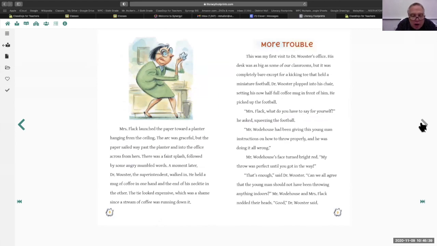He held a mug of coffee in one hand and the end of his necktie in the other. The tie looked expensive, which was a shame since a stream of coffee was running down it. More trouble. This was my first visit to Dr. Wooster's office. His desk was as big as some of our classrooms, but it was bare, completely bare, except for a kicking tee that held a miniature football.